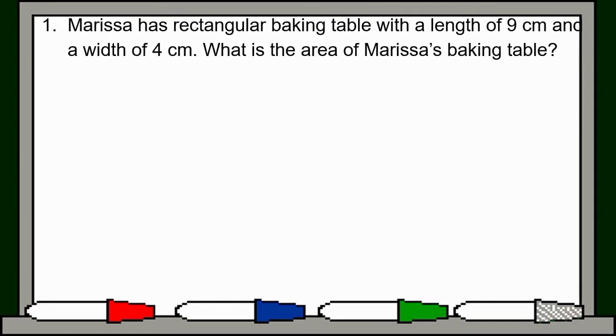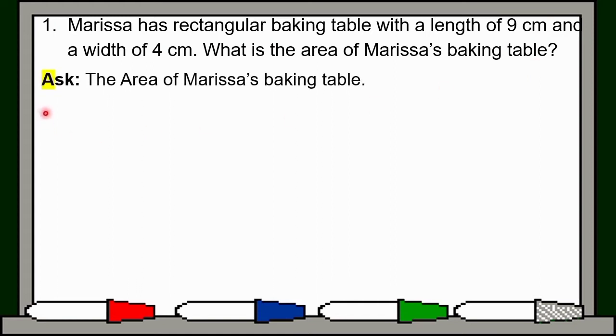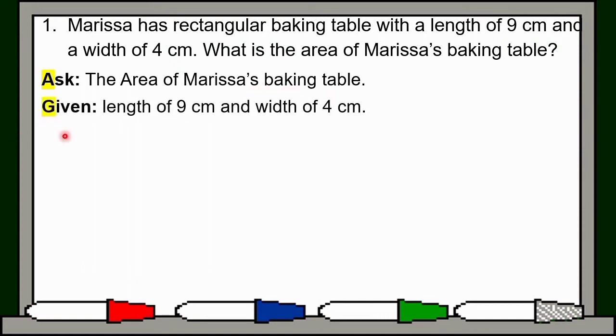Let's have our first problem. Marisa has a rectangular baking table with a length of 9 centimeters and a width of 4 centimeters. What is the area of Marisa's baking table? Okay, so what is asked in the problem? The area of Marisa's baking table. What are the given? Length of 9 centimeters and width of 4 centimeters. And then what operation to be used?